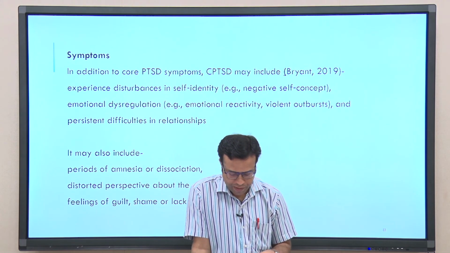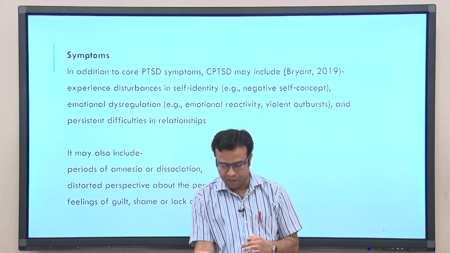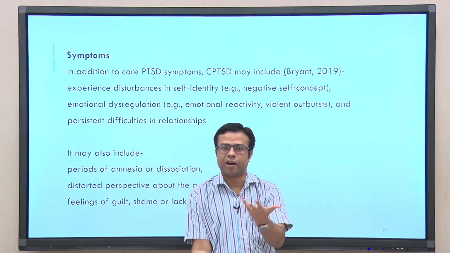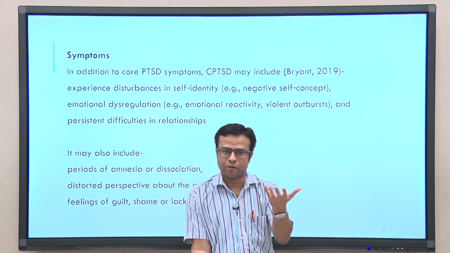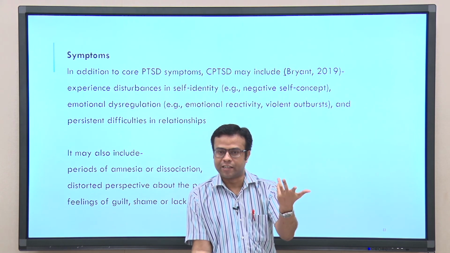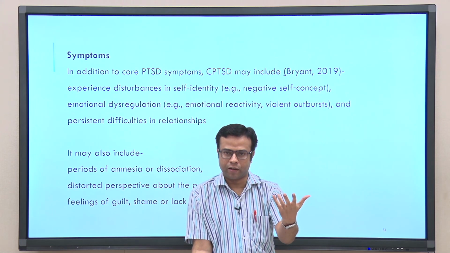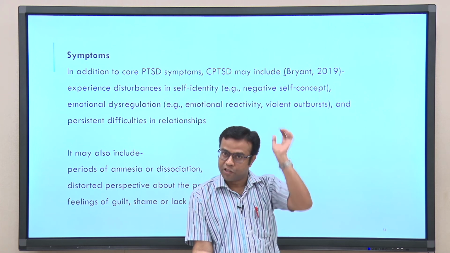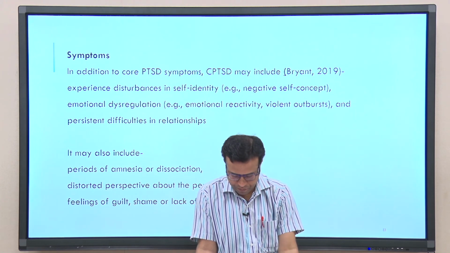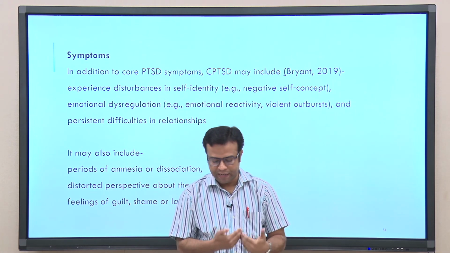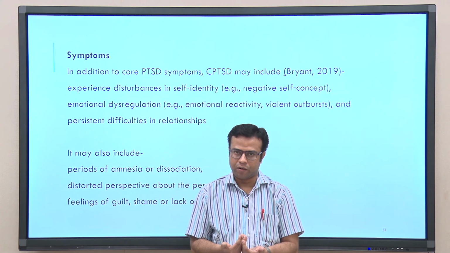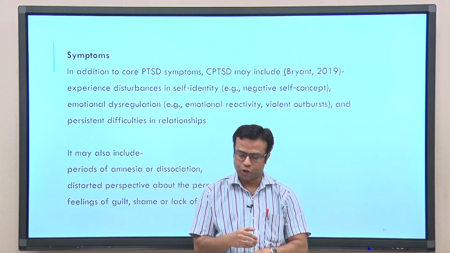It can also be expressed in terms of a distorted perspective about the perpetrator. People are no longer able to perceive rightly who is what, what is right and what is real behavior, and such distortion of perception can happen. Feelings of guilt, shame and lack of self-worth can also be there with complex PTSD.